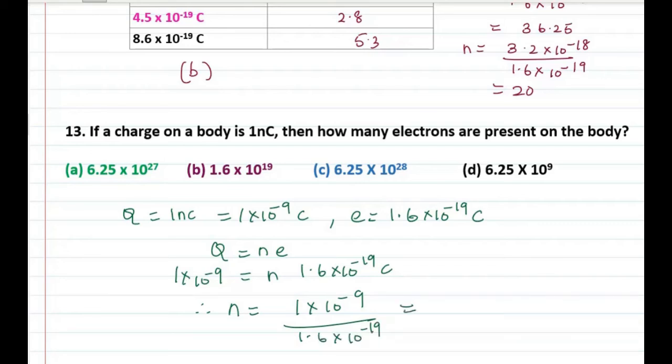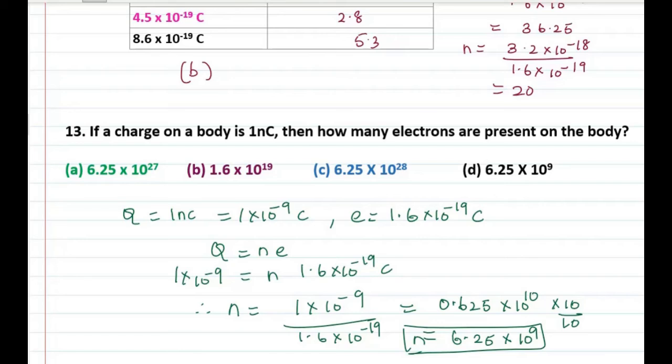We get the answer as 0.625 into 10 to the power of 10. Here the options are in terms of 10 to the power of 9, so just multiply and divide by 10, and we get 6.25 into 10 to the power of 9. This is your answer. Just adjust the powers to make it 6.25. So the answer is option D.